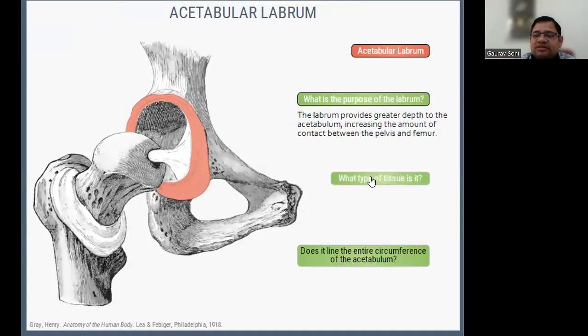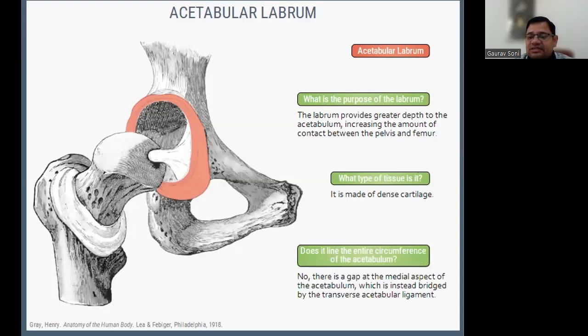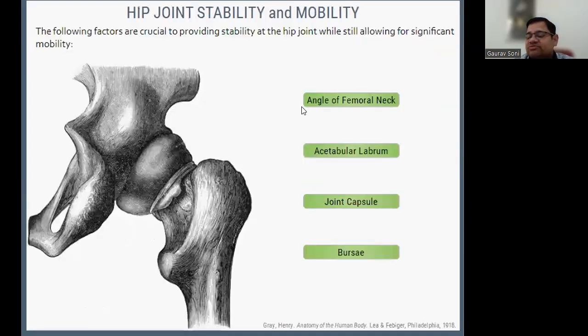That is the acetabulum. So this is made of dense cartilage tissue, but there is one catch: it doesn't surround everything. There is a gap in the medial aspect of the acetabulum, which is bridged by the transverse acetabular ligament. This transverse acetabular ligament fills that gap on the medial aspect of the acetabulum. So this was factor number 2 to provide stability. First was the angle of the femoral neck, then the acetabular labrum.